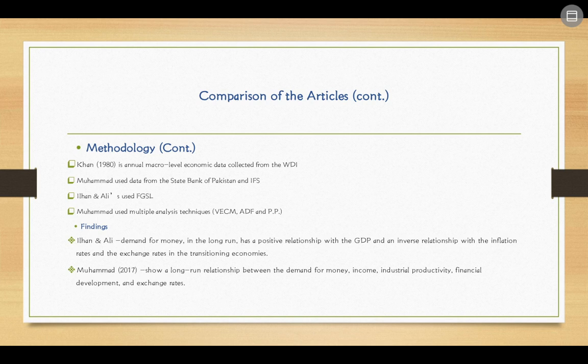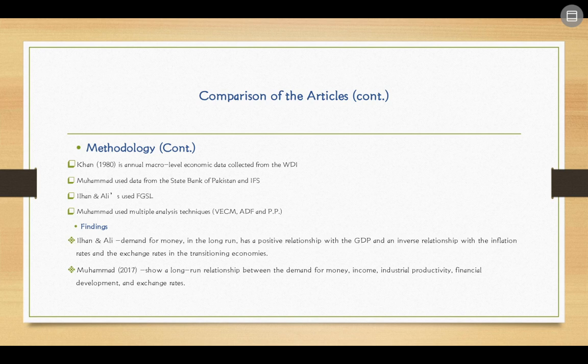The Khan 1980s study used annual macro-level economic data collected from the WDI, and the Muhammad article used data from the State Bank of Pakistan and IFS. The article from Khan 1980s used FGLS, and Muhammad used multiple analysis techniques, including VECM and ADF.